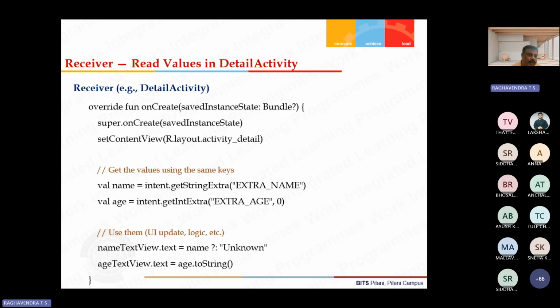In the receiver, override the function onCreate, so that we'll be having an instance which is saved with a Bundle. So onCreate with savedInstanceState, then setContentView, R.layout.activity_team.